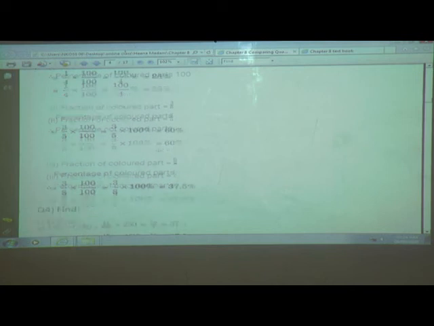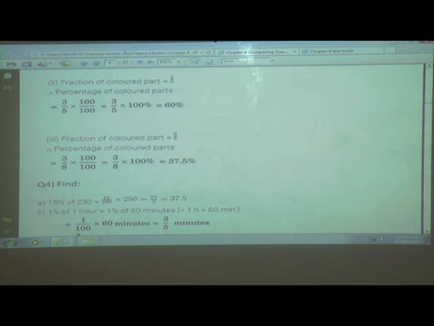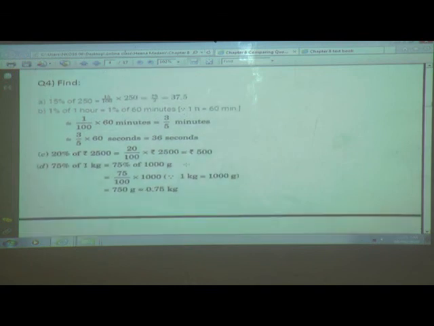The third example is the fraction of the colored part, where out of 8, 6 parts are colored. So we write the fraction as 6/8. Therefore the percentage of colored parts is 6/8, multiplied by 100. I made a small mistake here. After reduction we have to find what percentage it will be. In this way we found the fraction, then we found the percentage.